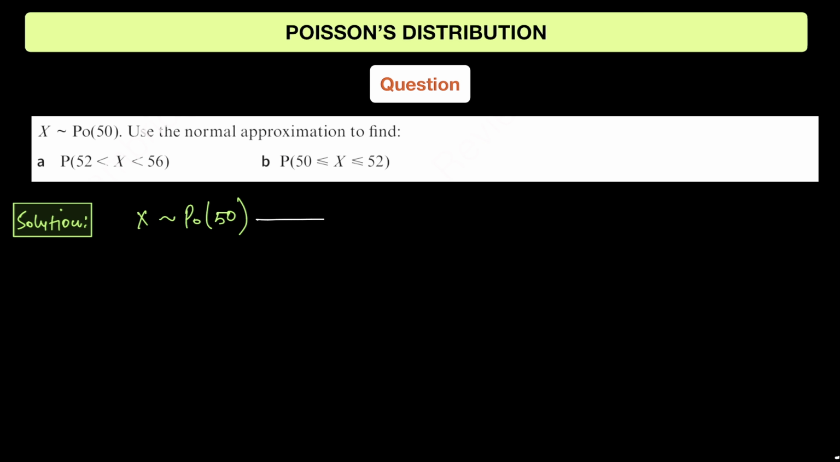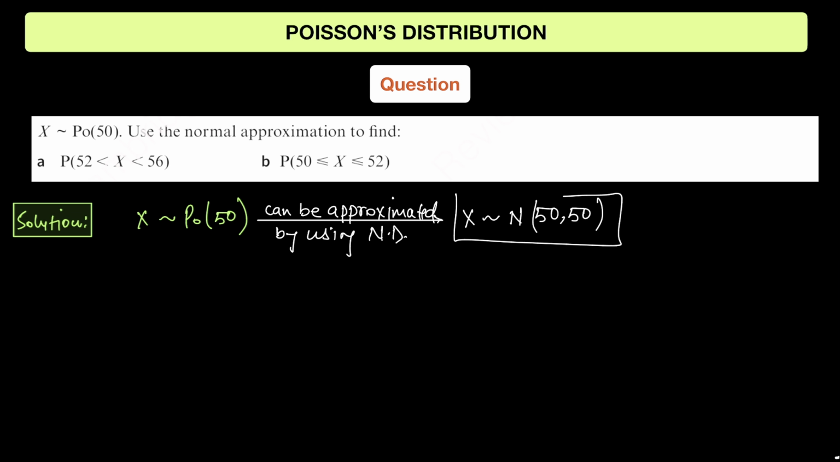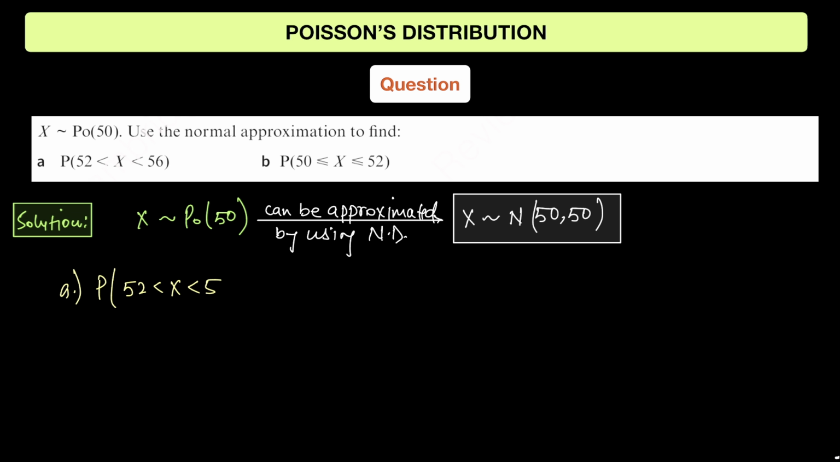Okay, we will approximate this distribution by using the normal distribution, and I will write that X follows a normal distribution with mean 50 and variance 50. Now we need to solve the question with X following a normal distribution with mean 50 and variance 50. Part A is asking for the probability of X lying between 52 and 56.